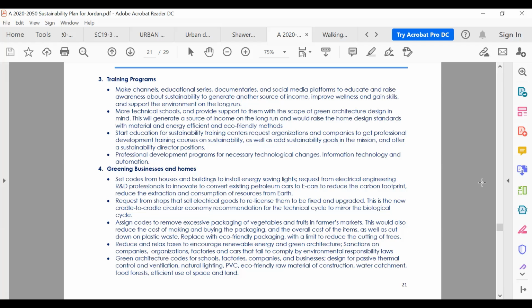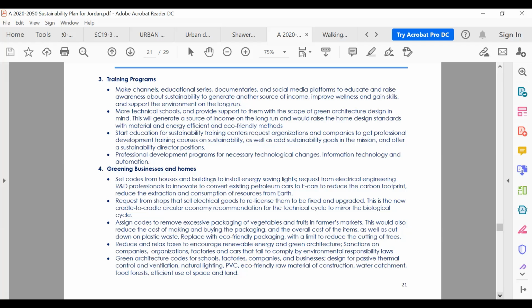For greening businesses and homes, set codes for houses and buildings to install energy-saving lights. Request from electrical engineering and research and development professionals to innovate to convert existing petroleum cars to e-cars to reduce the carbon footprint, reduce the extraction and consumption of resources from Earth, and request from shops that sell electrical goods to relicense them to be fixed and upgraded.